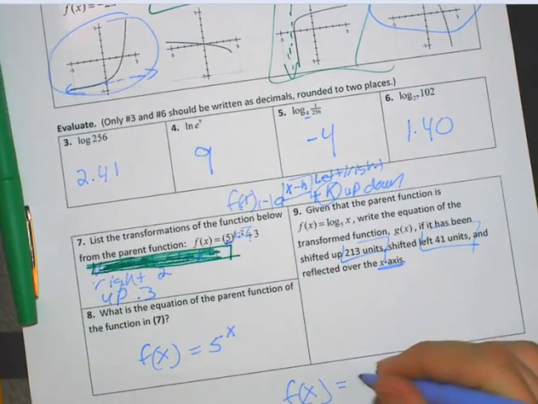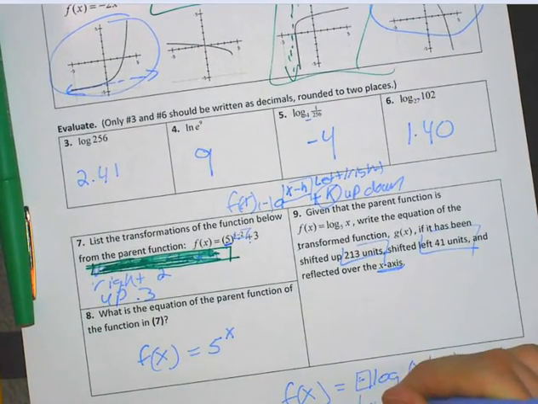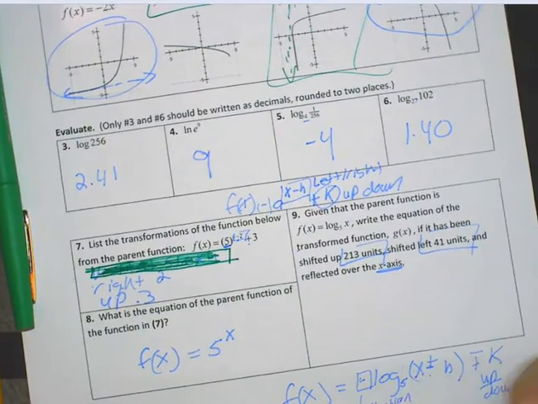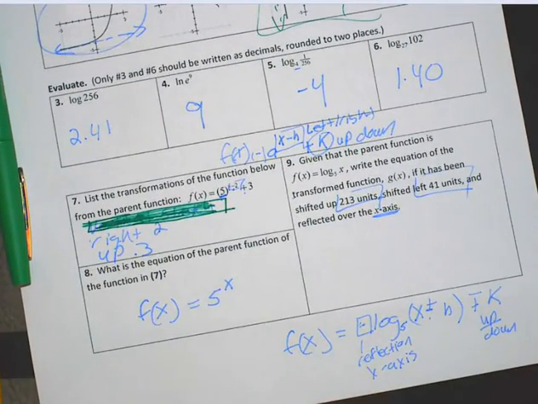And then, of course, in the front, if we have a negative, that's my reflection. So just like any other transformation, these are going to work the same. They just look a little differently. All right, so let's go ahead and do this.